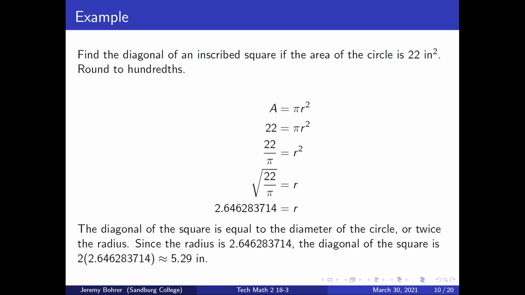Find the diagonal of an inscribed square if the area of the circle is 22 square inches, rounded to hundredths. The area of the circle is equal to pi r squared, so 22 equals pi r squared, which means 22 over pi is r squared. So r is the square root of 22 over pi, which is about 2.646283714. The diagonal of the square is equal to the diameter of the circle, or twice the radius. Since the radius is 2.646283714, the diagonal of the square is 2 times that, which is about 5.29 inches.